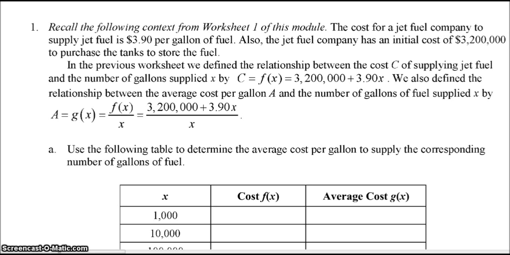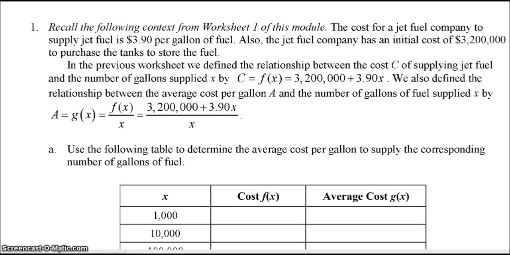In the previous worksheet, we defined the relationship between the cost C of supplying jet fuel and the number of gallons supplied X by C equals F of X equals 3,200,000 plus 390X. We also defined the relationship between the average cost per gallon A and the number of gallons of fuel supplied X by A equals G of X equals F of X over X equals 3,200,000 plus 390X over X. So we have a rational function here, a polynomial function which is linear in the numerator divided by another linear function in the denominator.